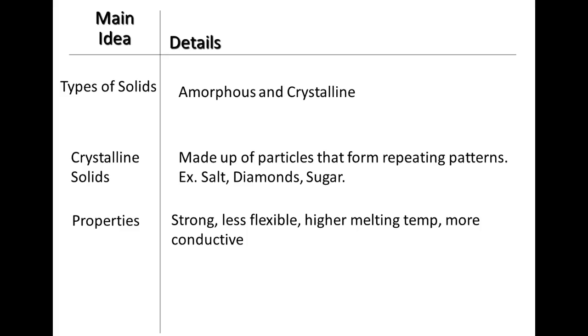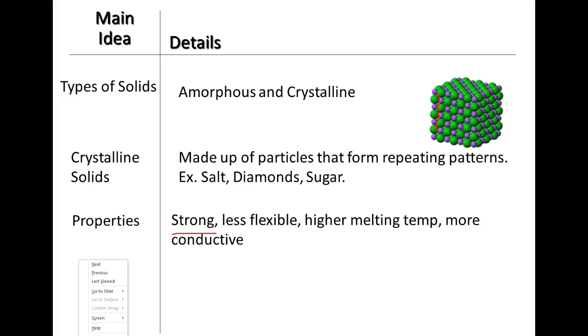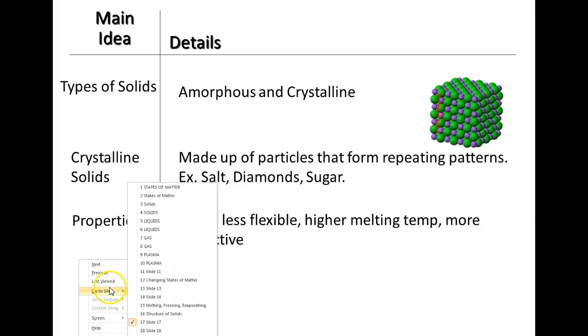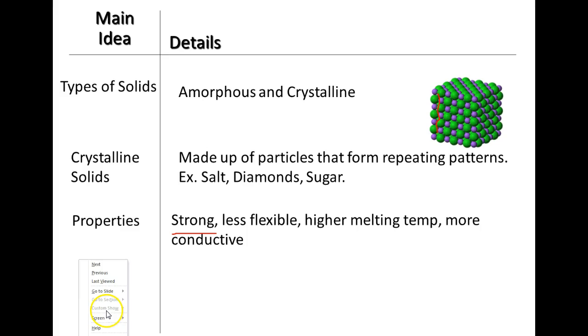Properties: they are strong, less flexible, high melting temperature, and more conductive. Let's talk about why these are. Number one, strong. There's not a lot of space here in between the atoms. That's why we get this very strong structure. In addition to strong, they are less flexible. We could also think of them as being brittle.